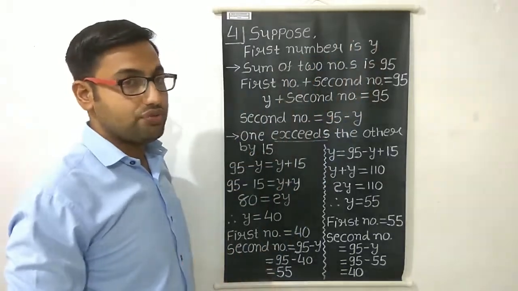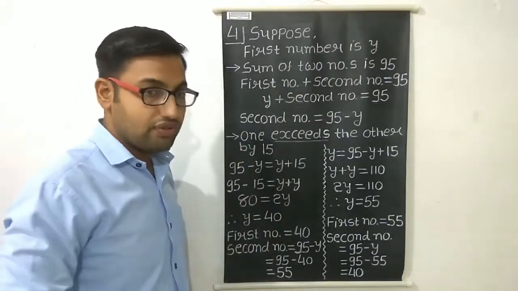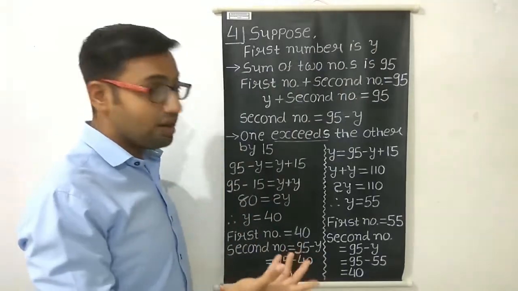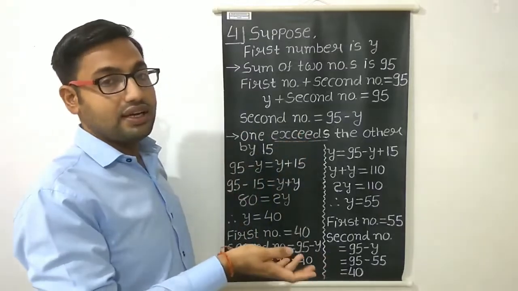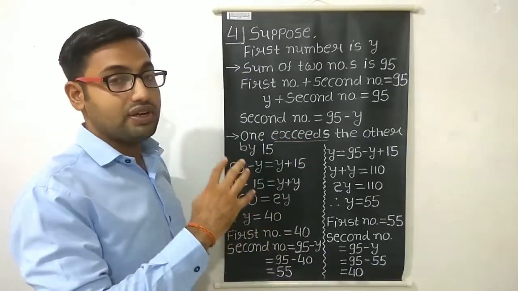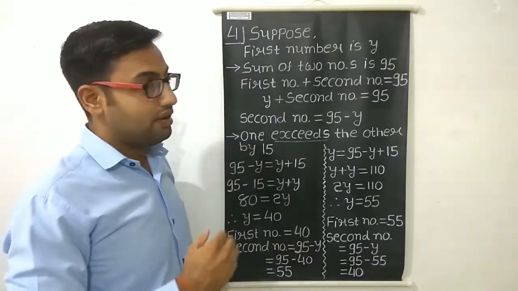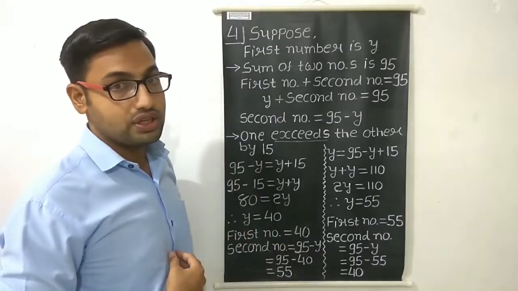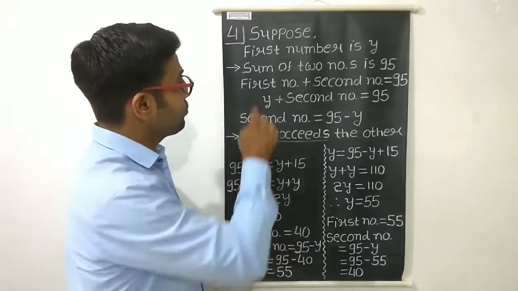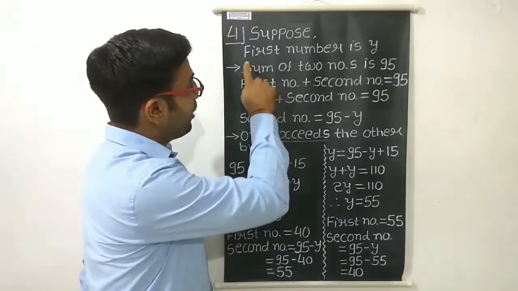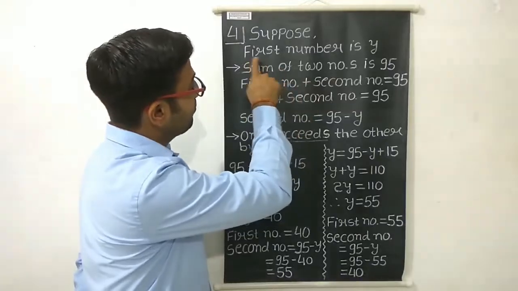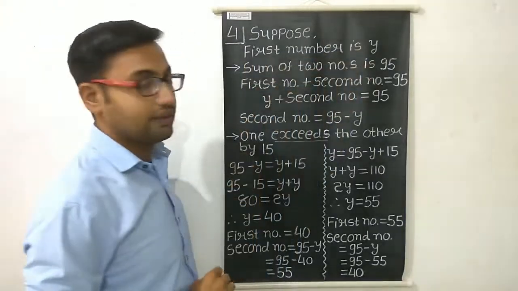We cannot suppose another number as another variable, because if we take two variables, then in the equation there will be two variables, and we cannot solve the equation with two variables. So we can suppose only one number as a variable. So let's suppose that out of two numbers, the first number is y.